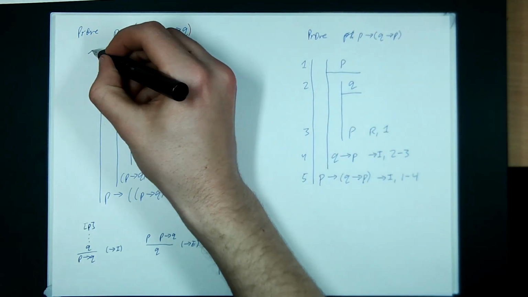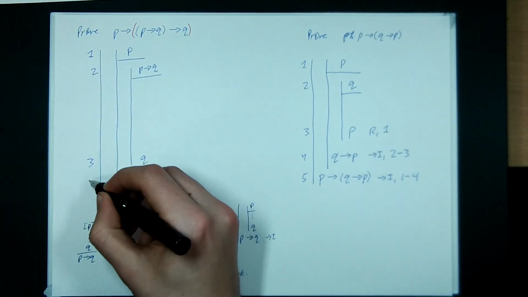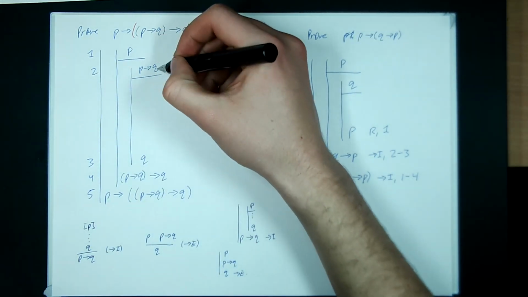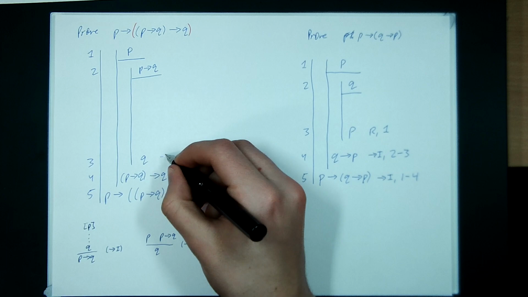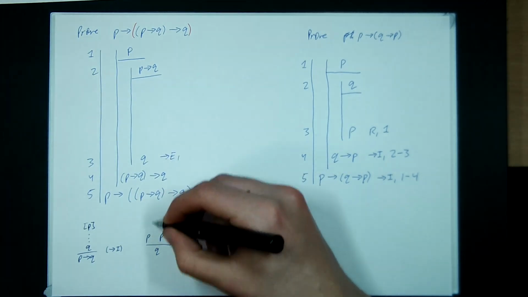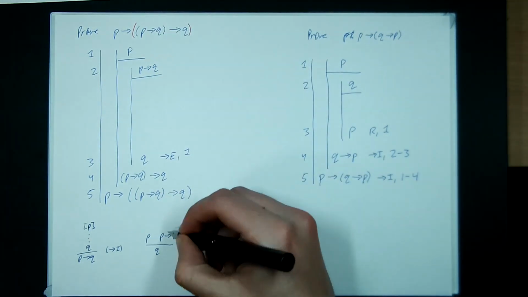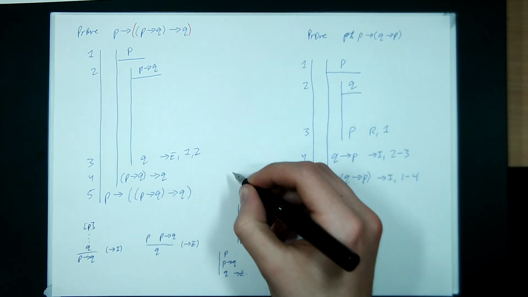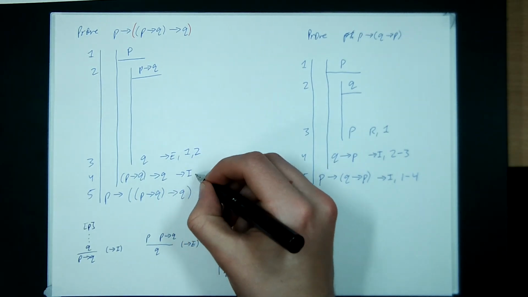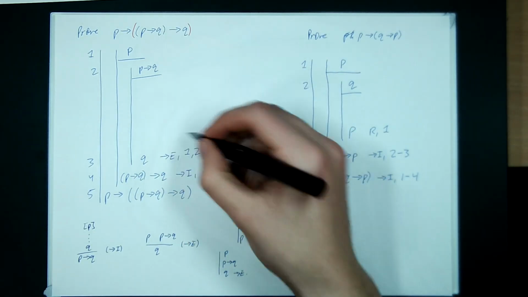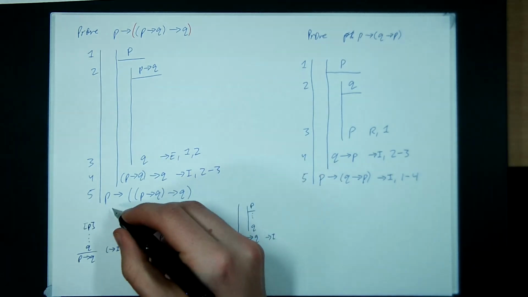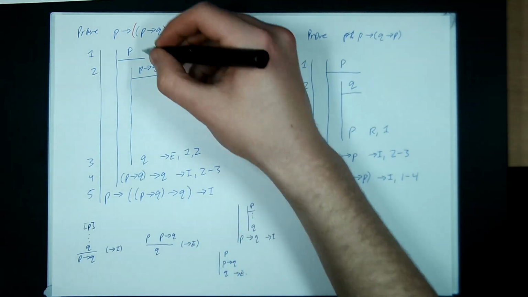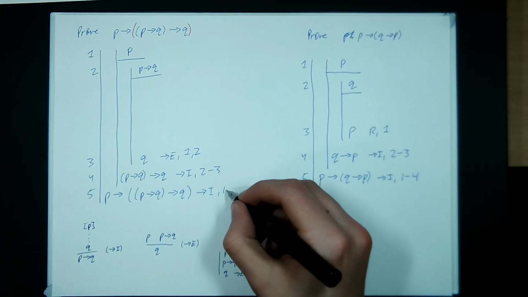So now I can put in my line numbers and my rules. These are both assumptions. This is implication elimination, line 1, line 2. This was implication introduction, and then we quote this entire block, 2 through 3. And this is implication introduction, and again we quote the entire block, 1 through 4.